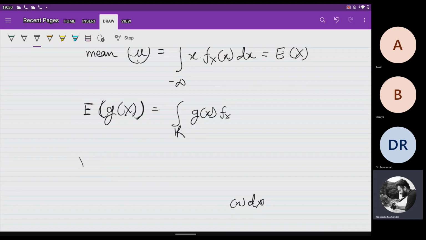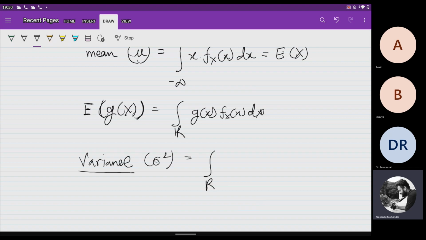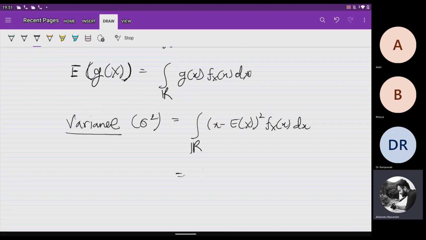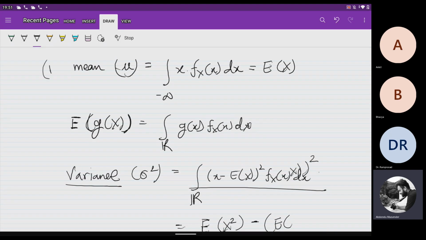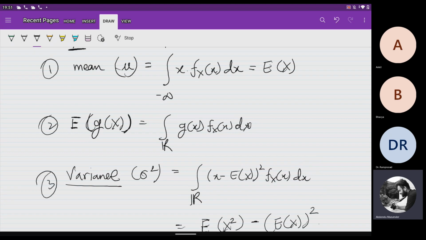And the variance, sigma square, is nothing but the integral from minus infinity to plus infinity of (x minus E[x]) whole square f(x) dx, or it can be written as expectation of x square minus expectation of x whole square. So these three things, 1, 2, 3, hold for any general continuous random variable.